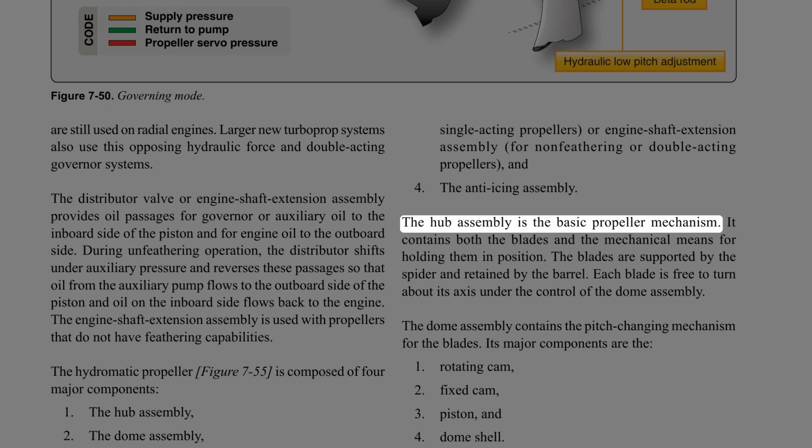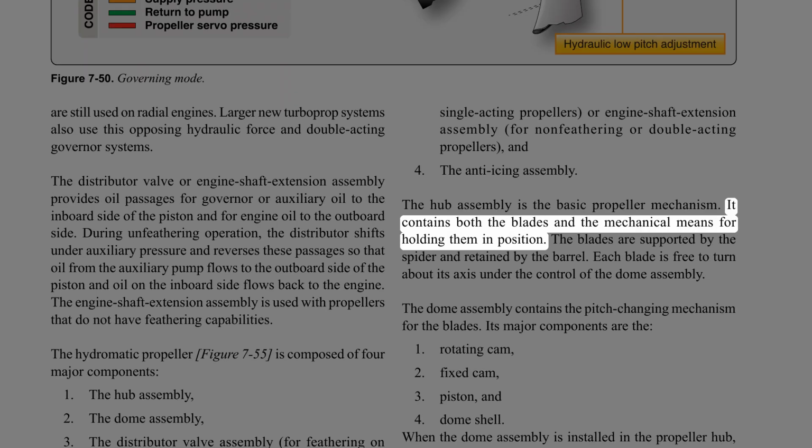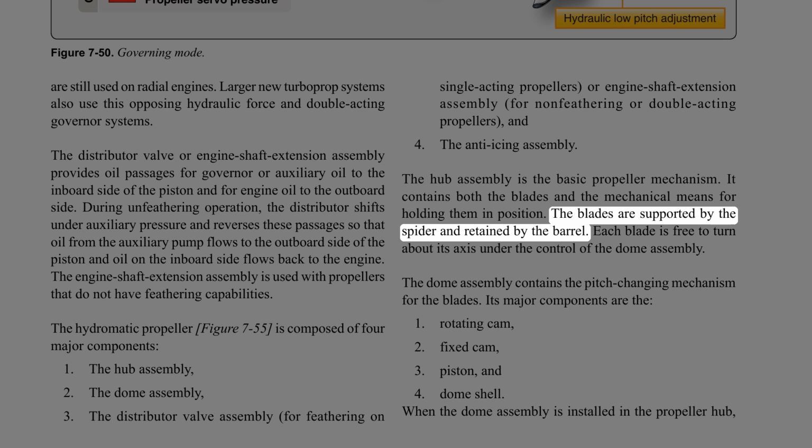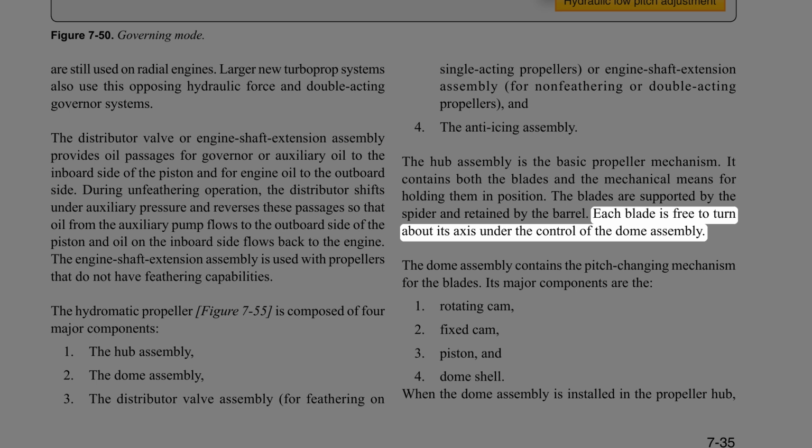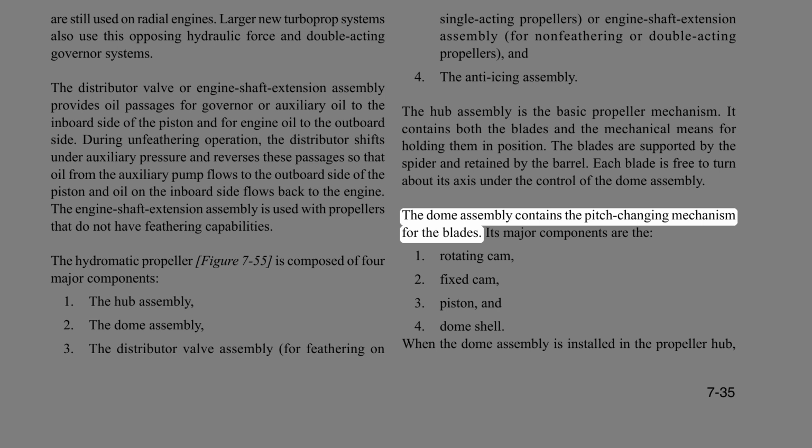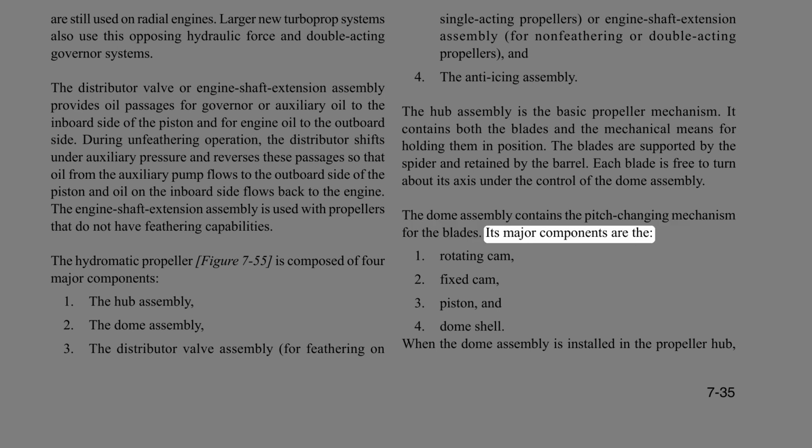The hub assembly is the basic propeller mechanism. It contains both the blades and the mechanical means for holding them in position. The blades are supported by the spider and retained by the barrel. Each blade is free to turn about its axis under the control of the dome assembly. The dome assembly contains the pitch-changing mechanism for the blades. Its major components are the rotating cam, fixed cam, piston, and dome shell.